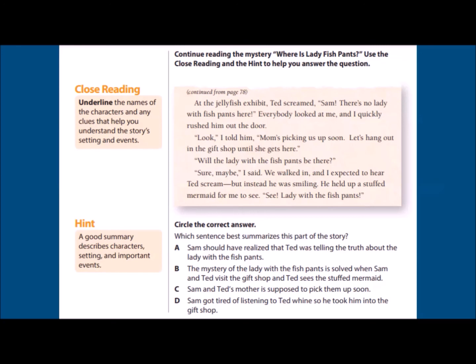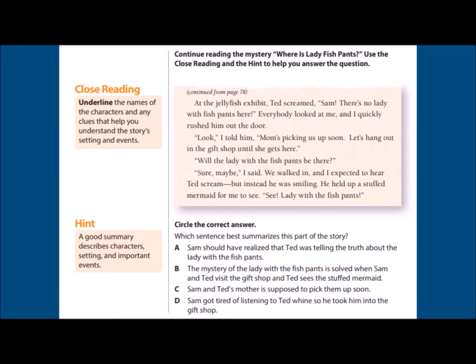So here we go. At the jellyfish exhibit, Ted screamed, "Sam, there's no lady with fish pants here." Everybody looked at me, and I quickly rushed him out the door. "Look," I told him, "Mom's picking us up soon. Let's hang out in the gift shop until she gets here." "Will the lady with the fish pants be there?" "Sure, maybe," I said. We walked in, and I expected to hear Ted scream, but instead, he was smiling. He held up a stuffed mermaid for me to see. "See, the lady with the fish pants."